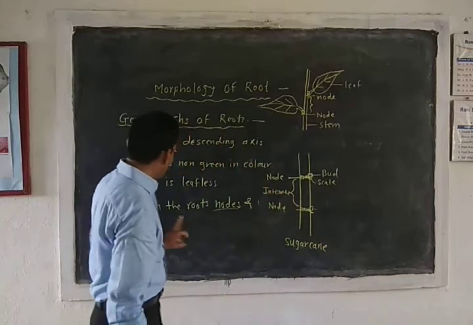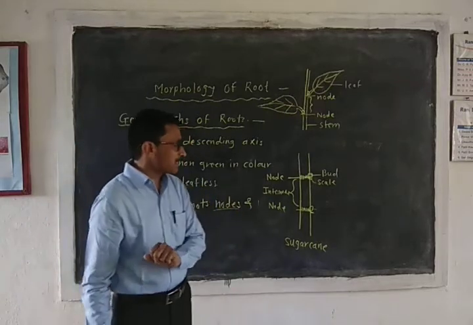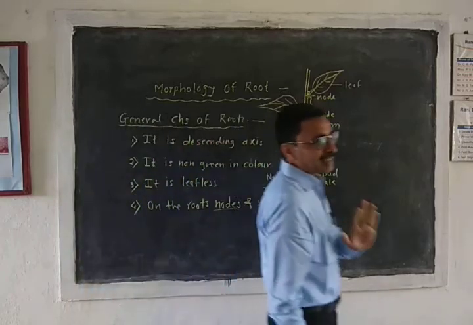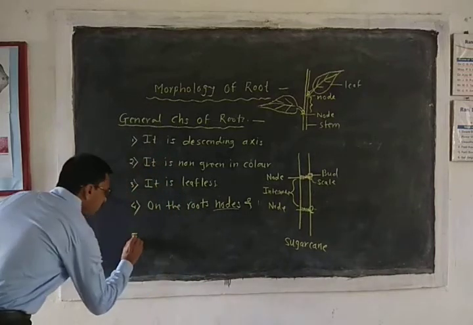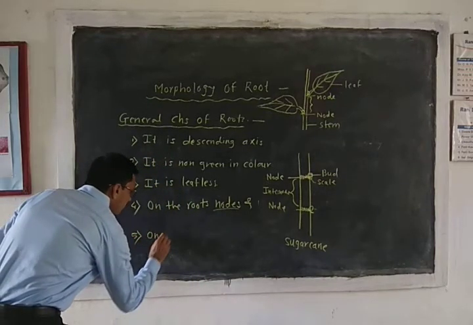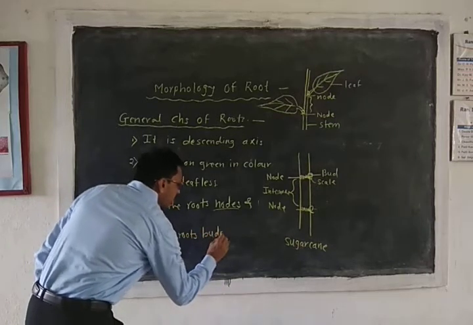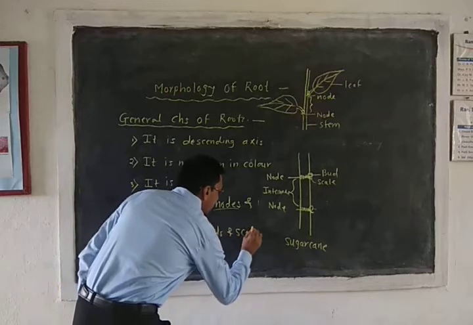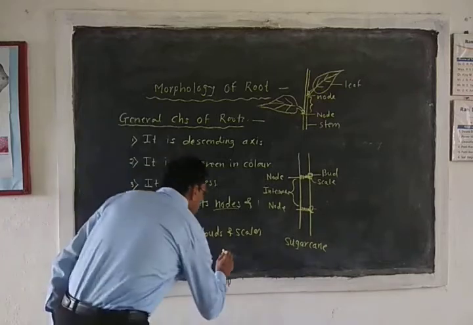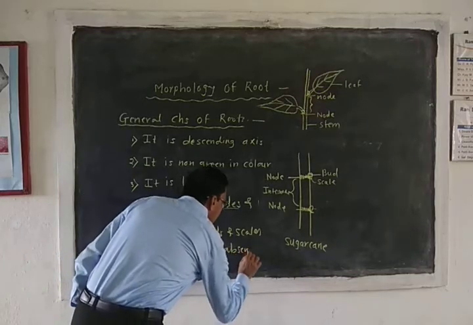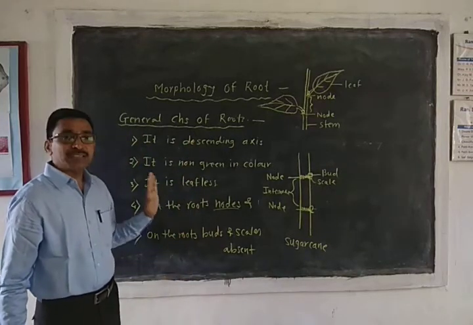And such a node and internodes are absent on the roots. Roots वर nodes and internodes absent असतात. बरोबर? And last character is that on the roots buds and scales are also absent. On the roots. These are the 5 general characters of roots.